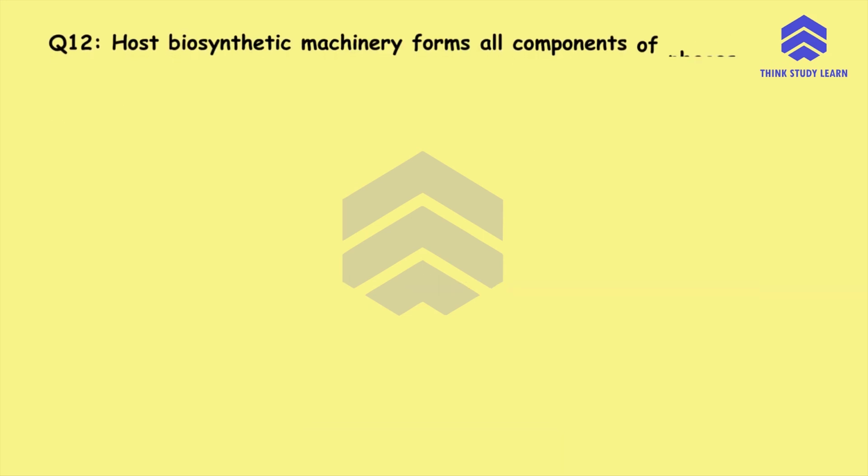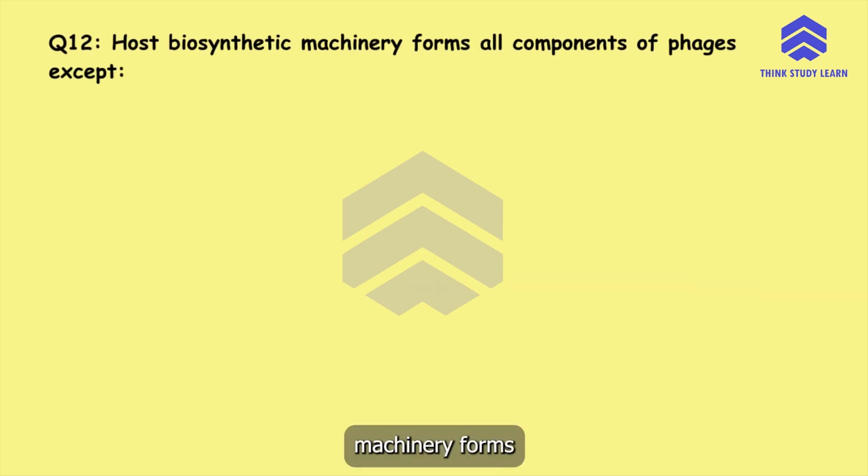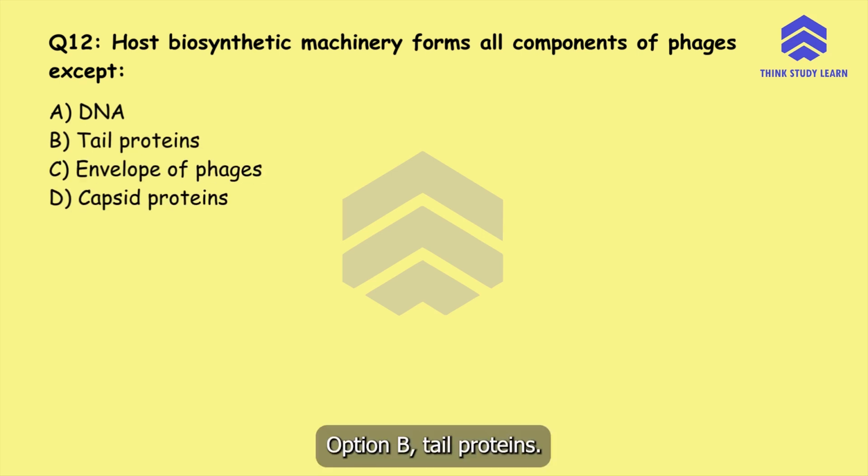Question number 12. Host biosynthetic machinery forms all components of phages except option A, DNA, option B, tail proteins, option C, envelope of phages, or option D, capsid of proteins.